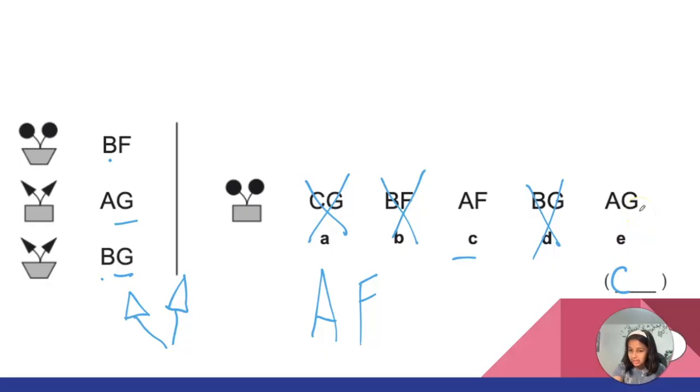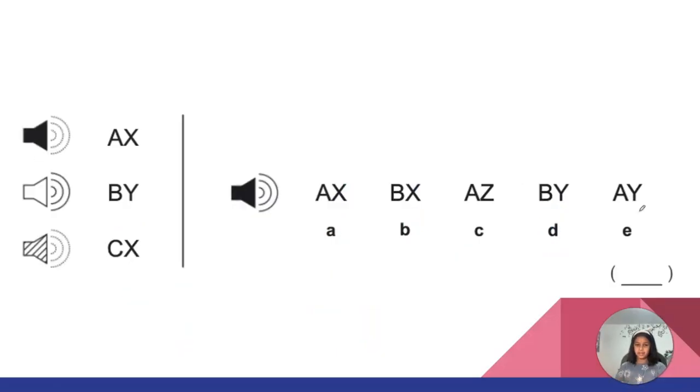Did you get that answer? Well done if you did it. Let's go on to the next shape.